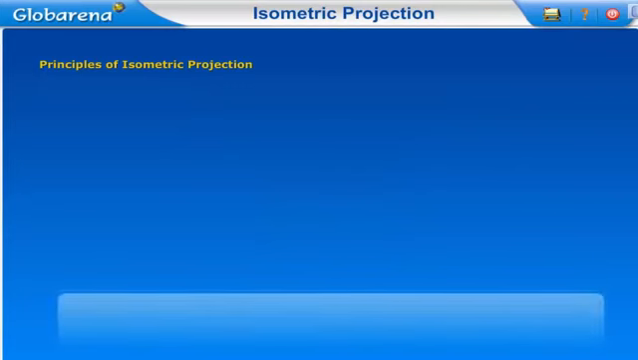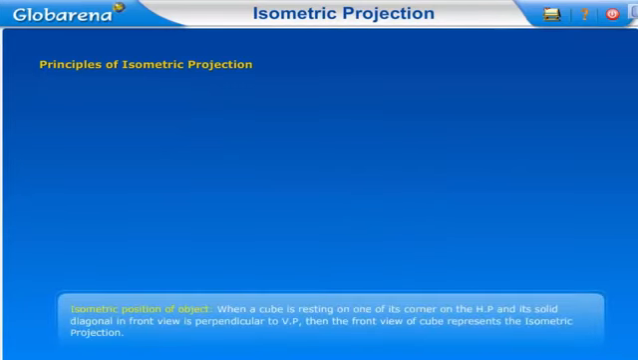Principles of isometric projection. Isometric position of object. When a cube is resting on one of its corners on the HP and its solid diagonal in the front view is perpendicular to the VP, then the front view of the cube represents the isometric projection.